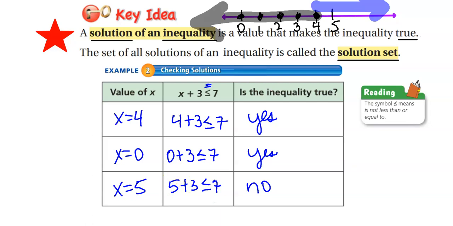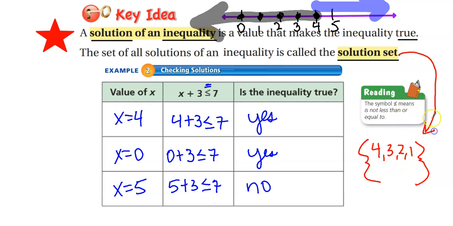So this won't be in your homework, but the last thing I wanted to show you is that a lot of times the solution set is shown with this little brackets, right? So I could say that the solution set, let's see, 4 made it true, 3, 2, 1. Well, we know there's a whole lot of numbers, but a lot of times the solution set is put into these fancy brackets.